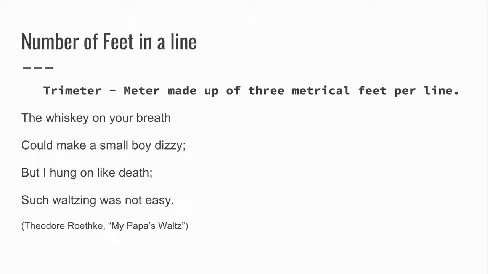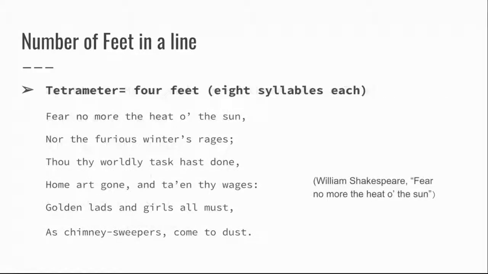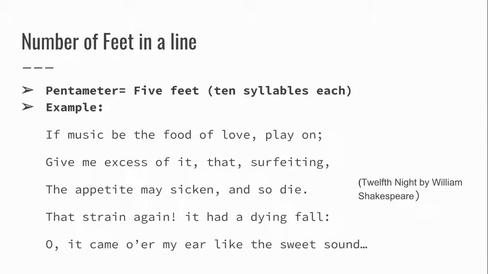After trimeter comes tetrameter, which is 4 feet per line. And continuing on with that, we have pentameter, which is going to give us 5 feet per line. It is the most common meter used in accentual syllabic poetry. It is very commonly seen when used with the iamb. Iambic pentameter is very commonly seen in English poetry.